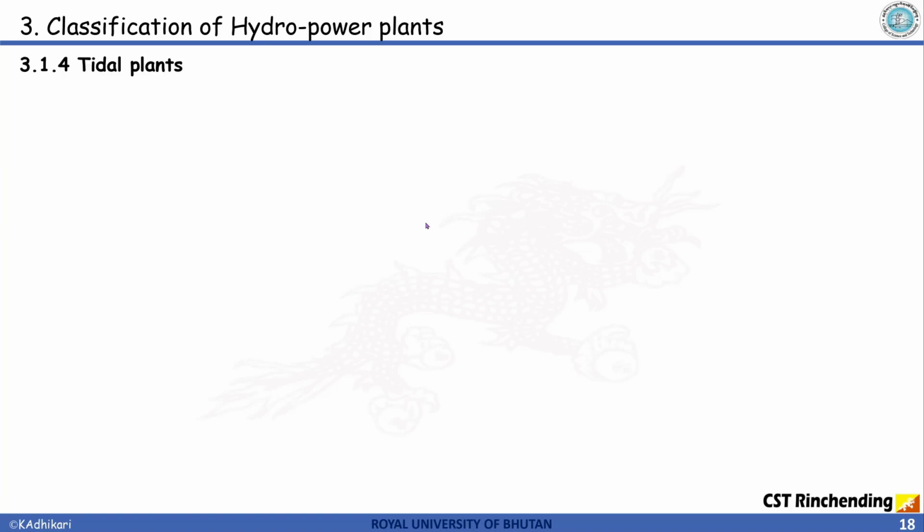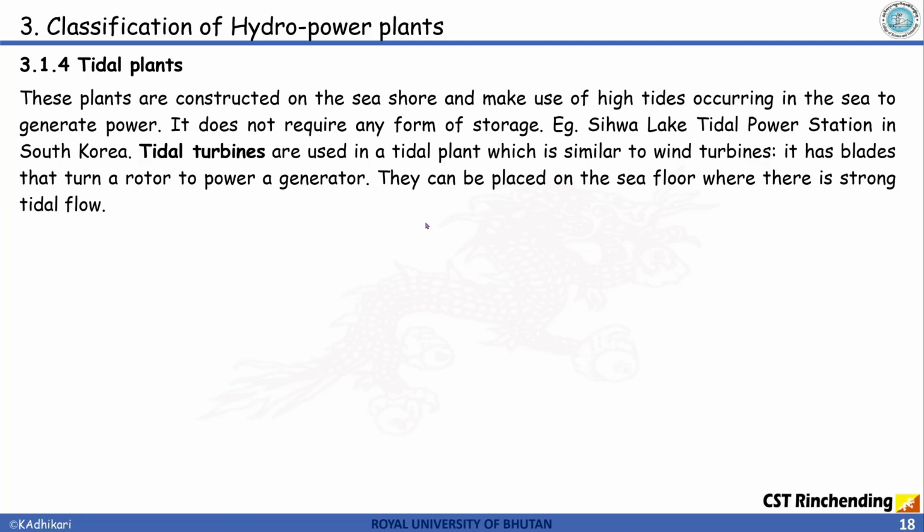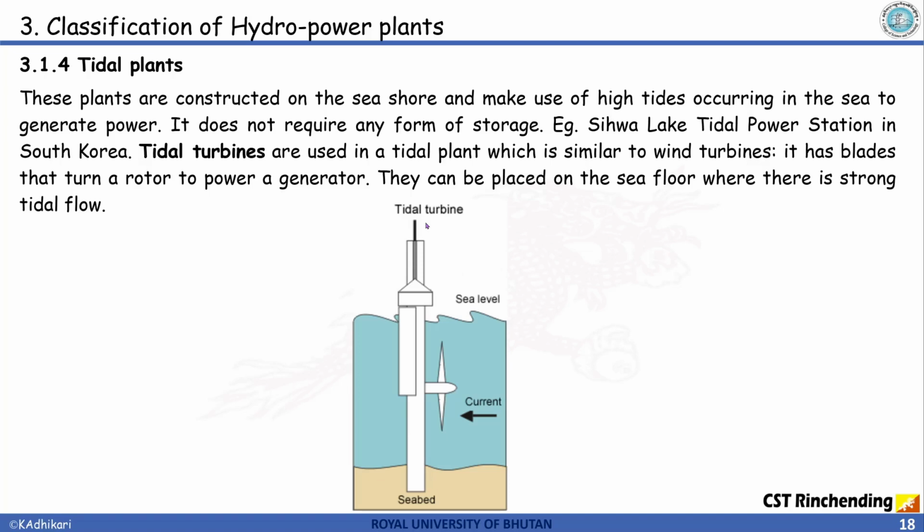And the next one is the tidal plant. These tidal plants are constructed along the shores of an ocean. Whenever there is a tide in the ocean, water tends to flow. When the water flows, it turns the turbine and produces electricity. As such, storage, a dam or a reservoir is not required. You simply install the turbine on the ocean shore, and that's how the electricity is generated. An example of this is the Sihwa Lake Tidal Power Station in South Korea.